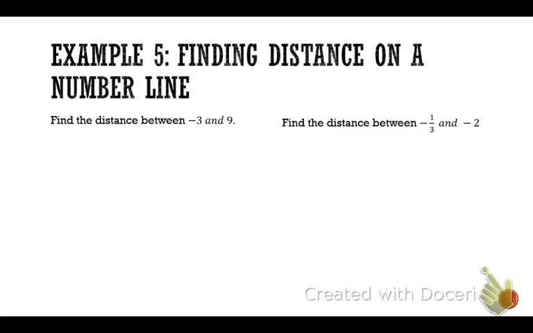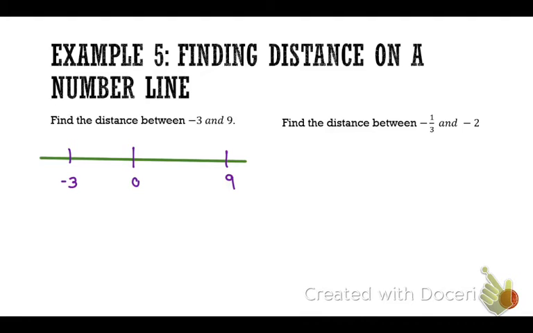Find the distance between -3 and 9. So let me ask you this. All right, let's draw a little number line. All right, 0 is right here. Where is -3 in regards to 0? On the left. So just put it over here on the left. Where is 9 in regards to 0? On the right. Okay, now you're not always going to have to draw the number line, but that should help you visualize, is this on the same side of 0 or on opposite sides of 0?